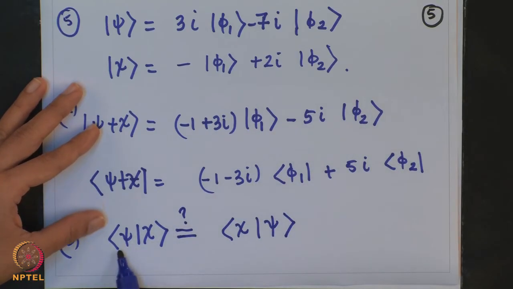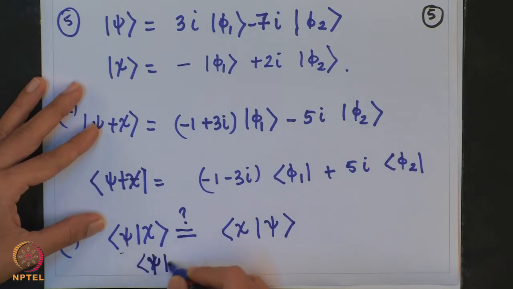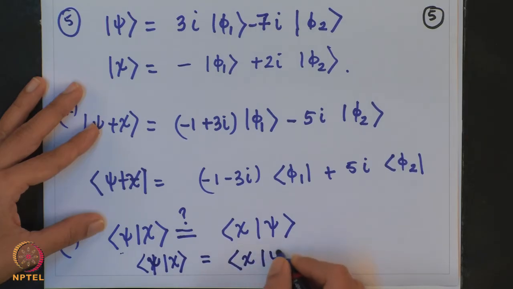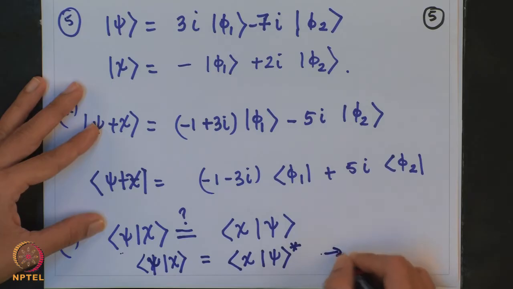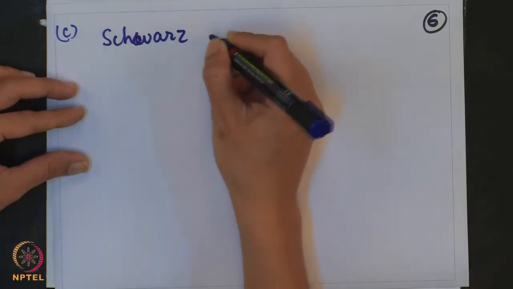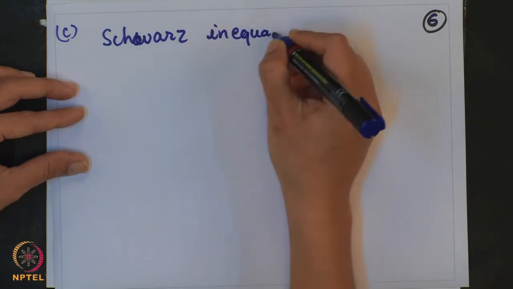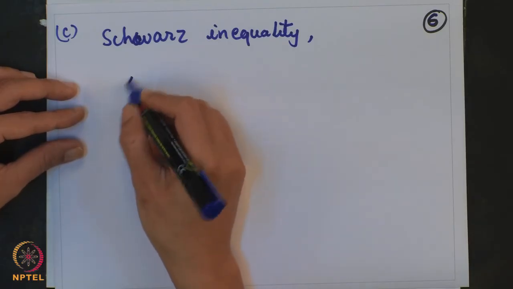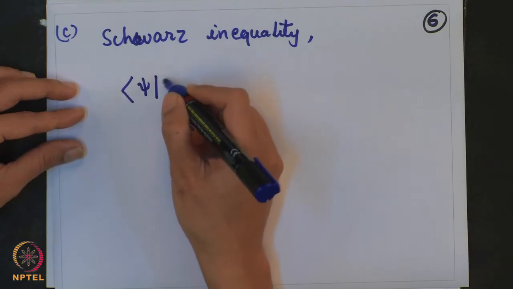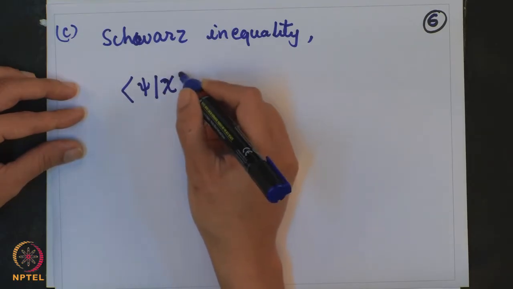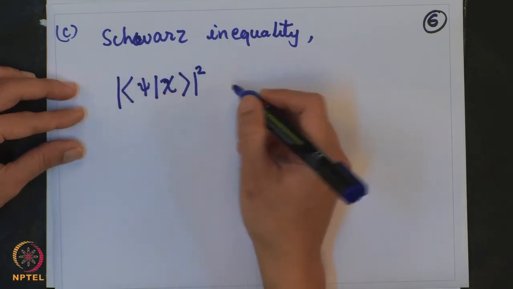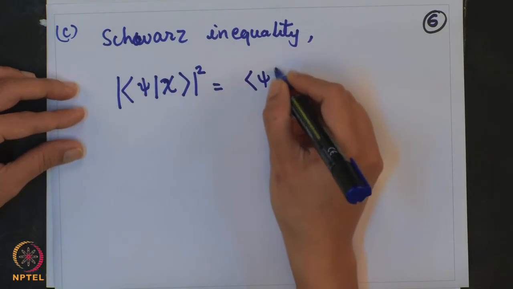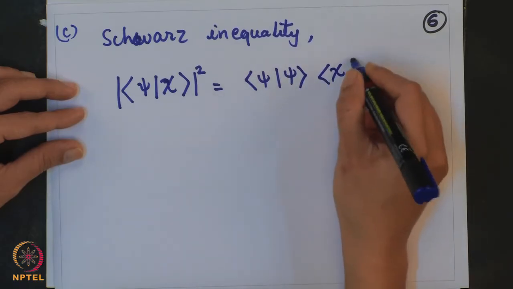So, what is the guess? The guess would be that psi on chi, that is the product of psi and chi, will be nothing but, so check whether you get this. Recall, the Schwarz inequality would be, you have to see whether this psi on chi square is less than or equal to the norm of psi times the norm of chi.